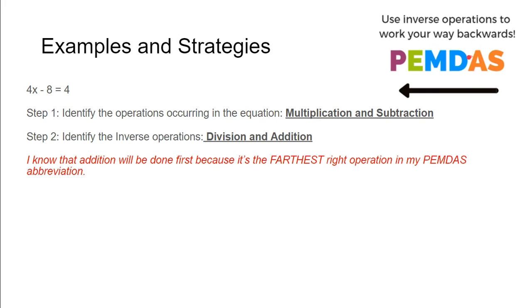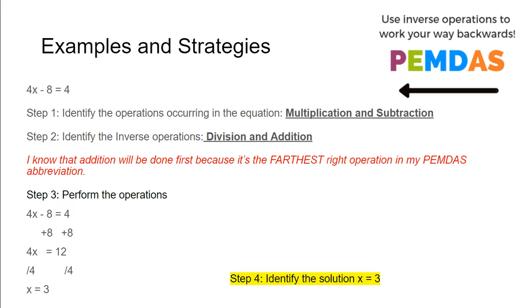So that means I have to perform this first if I'm going backwards. I'm going to perform the operations. So I'm adding 8 on both sides. I get 4x equals 12. I'm dividing by 4 on both sides. I get x equals 3. And then I'm identifying my solution of x equals 3.